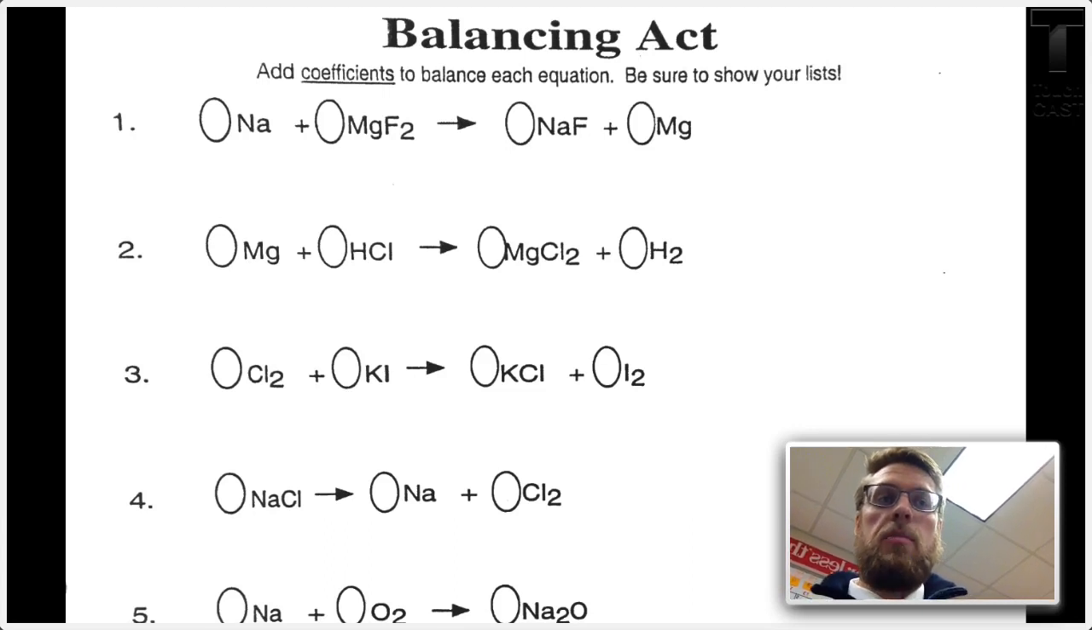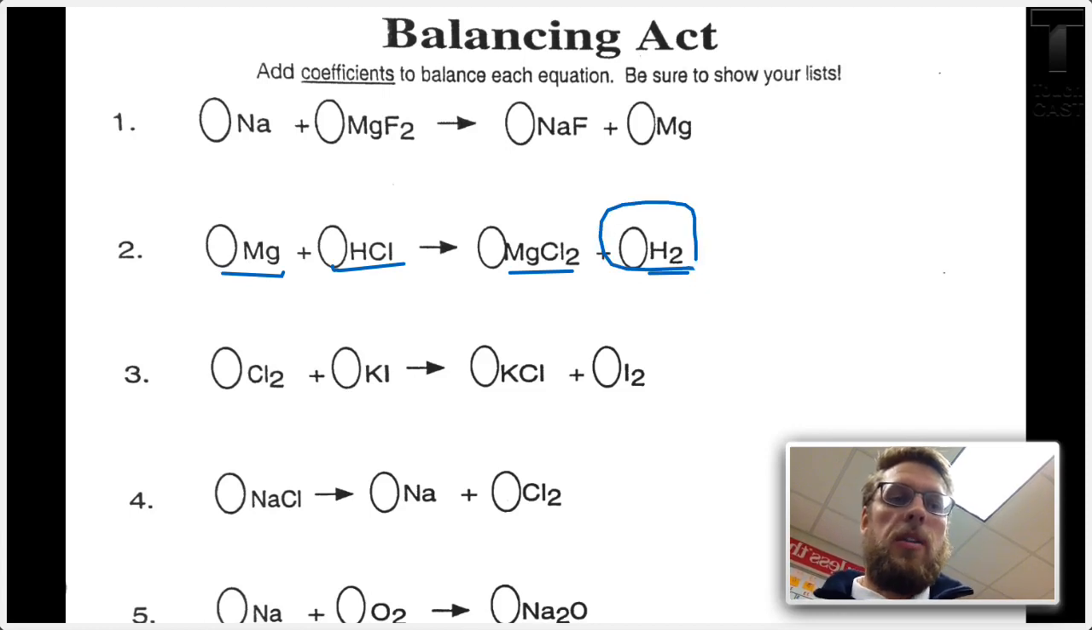We're going to start again on the Balancing Act page. We're here working with number 2 where we have magnesium combining with HCl, which happens to be hydrochloric acid. However, you could also refer to it with our naming scheme, which we would call hydrogen chloride. Those react to form magnesium chloride, and also we get H2, which is hydrogen gas, and I notice already that's one of those diatomic molecules.